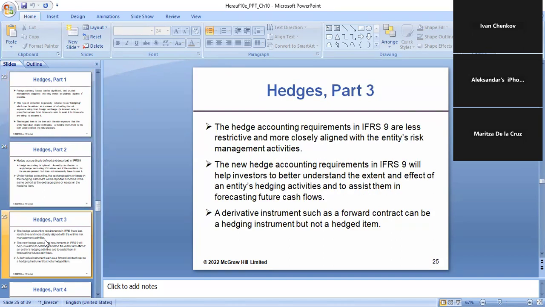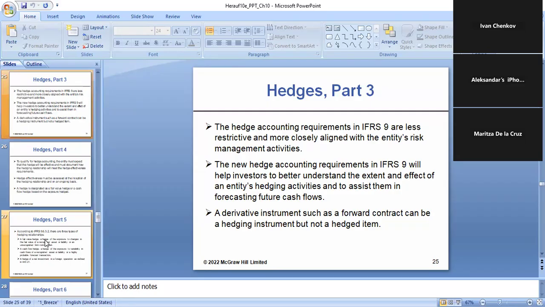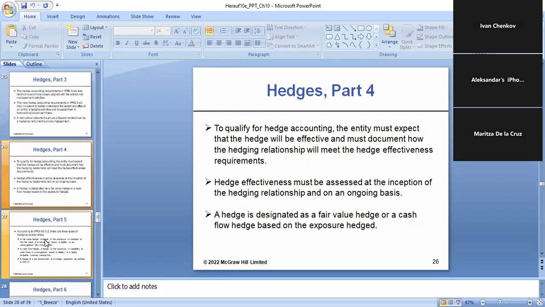Now, the derivative instrument is a forward contract. As a forward contract, it can be a hedging instrument, but not a hedged item. We cannot hedge the fluctuation of the derivative instrument. To qualify for hedge accounting, the entity must expect that the hedge will be effective and must document how the hedging relationship will meet the hedge effectiveness requirements. So it's a lot of complications, but anyway, that's probably why it's optional.